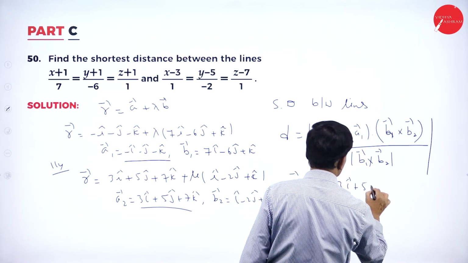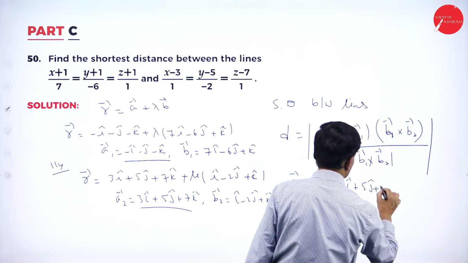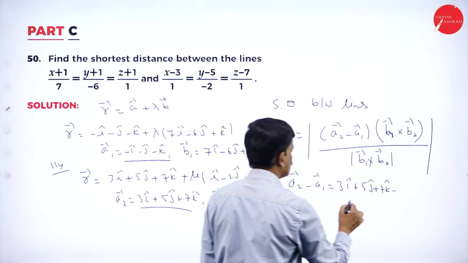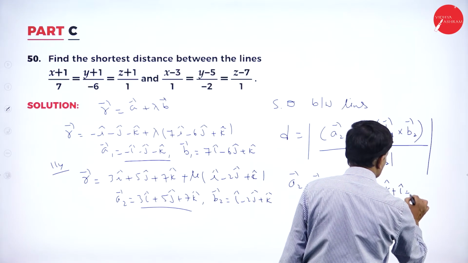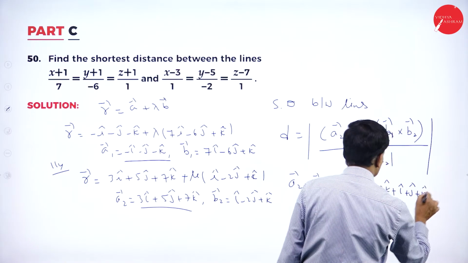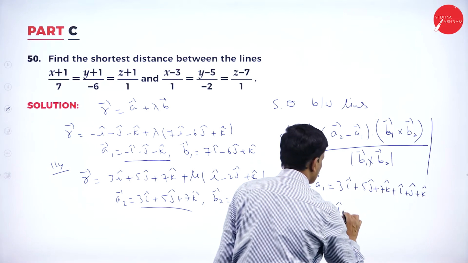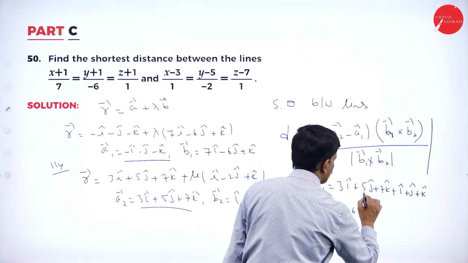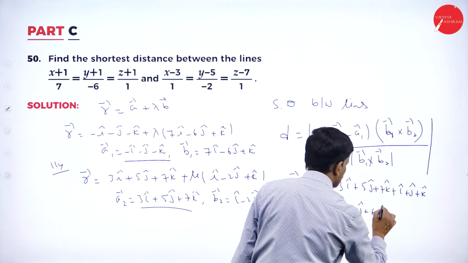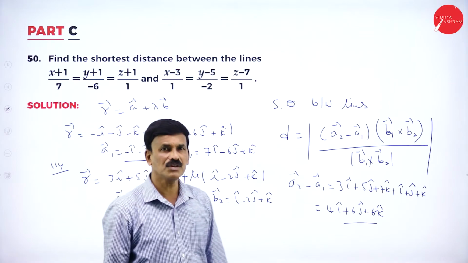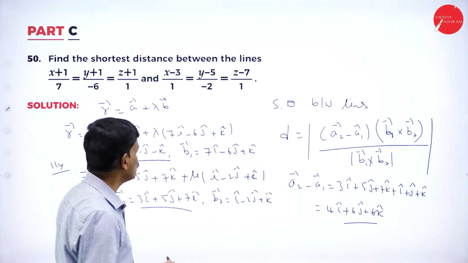3i plus 5j plus 7k minus, multiply by the negative sign, minus becomes plus, plus i plus j plus k. So this is equal to 3i plus i is 4i, 5j plus j is 6j, 7k plus k is 6k. 4i plus 6j plus 6k is the a2 minus a1 vector. Find out b1 cross b2.